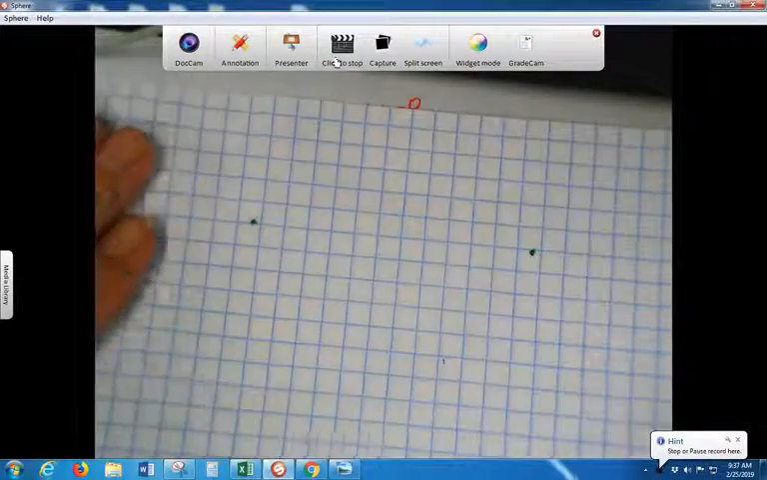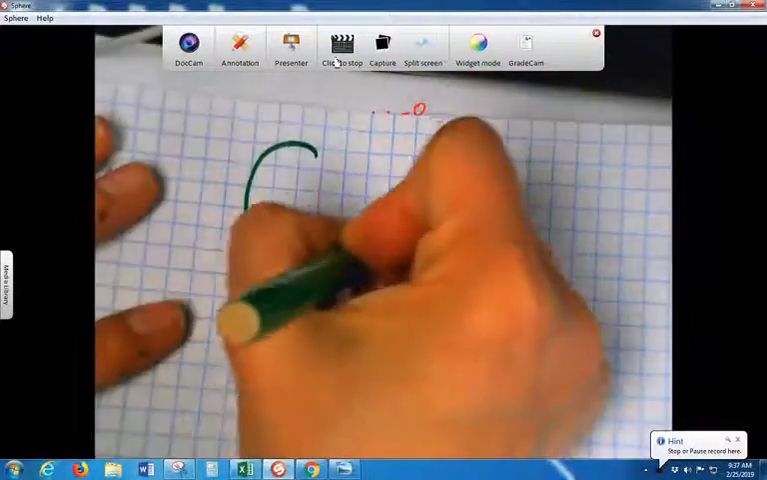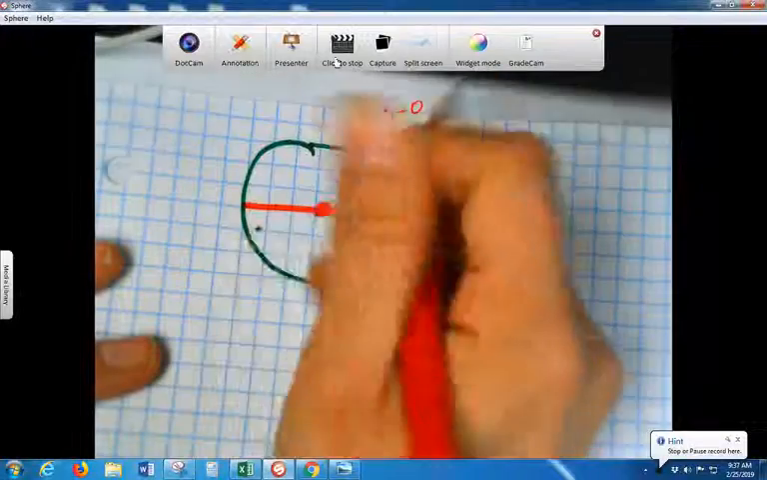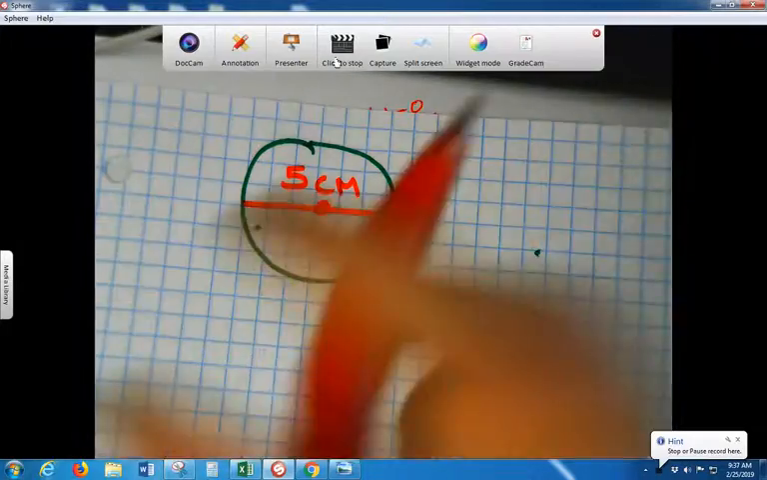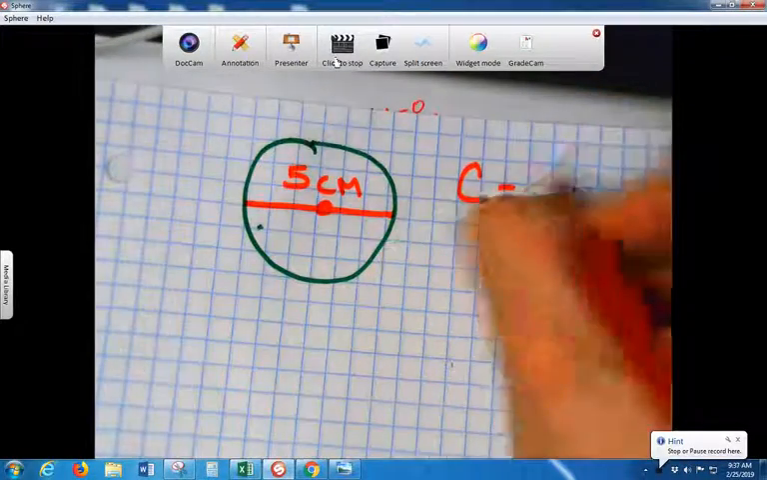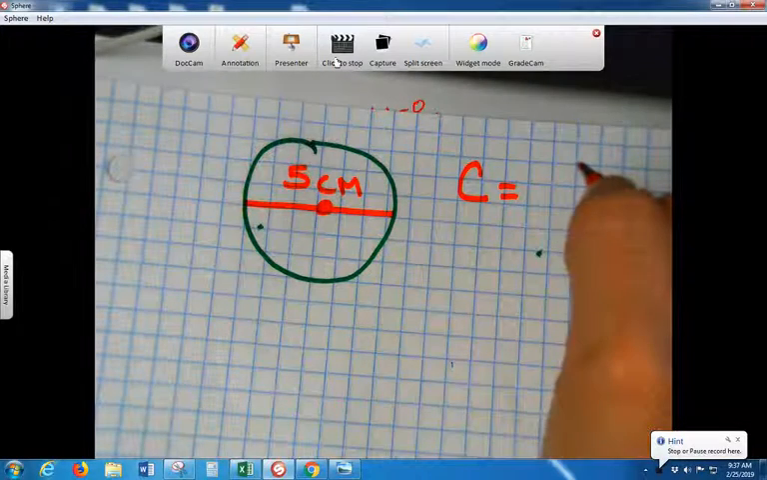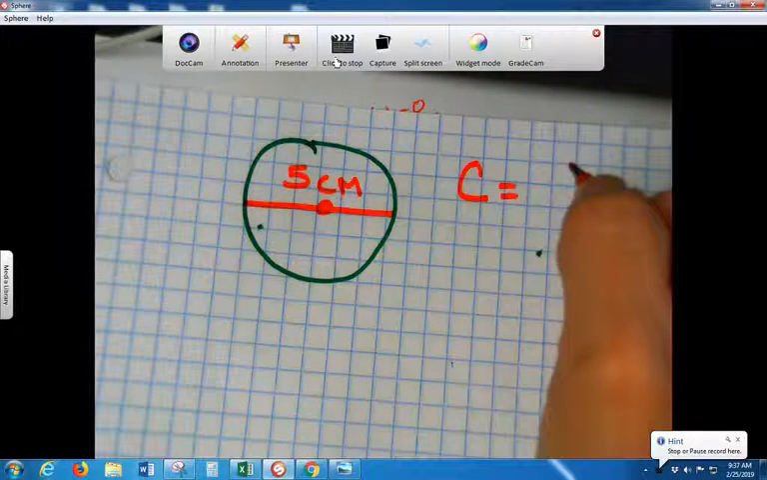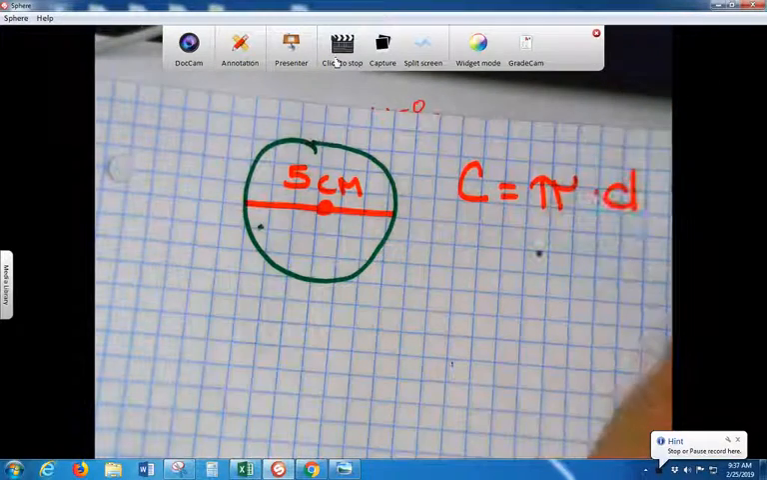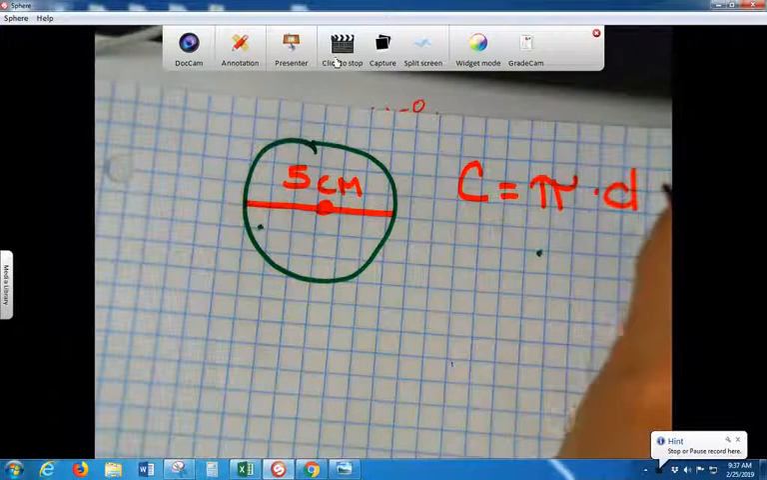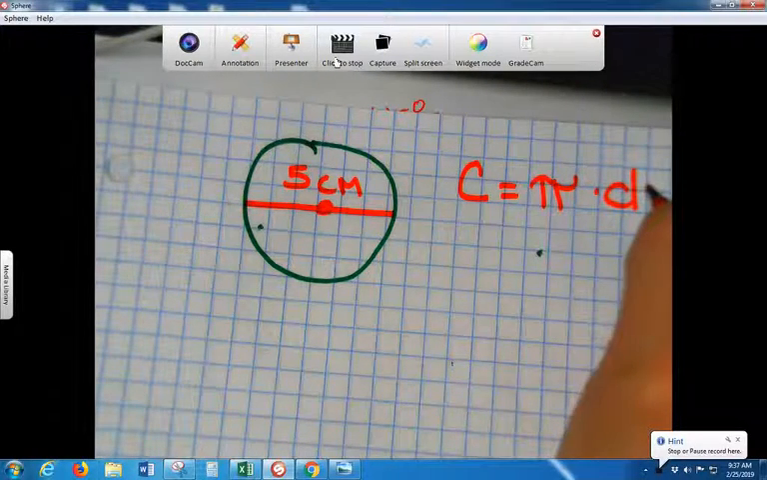All right, let's try a different example. We're going to say the diameter is 5 centimeters. So I want to know, what is the circumference? What's the formula for circumference? Pi times diameter. That's your formula. Pi times diameter. And I write it like 100 times. Why? So that it just sticks with me. When I need it, it's there.